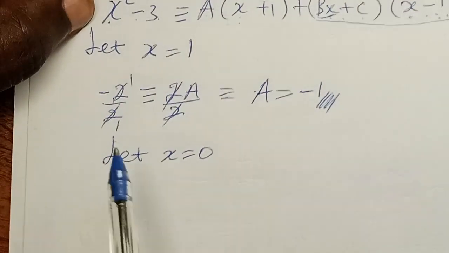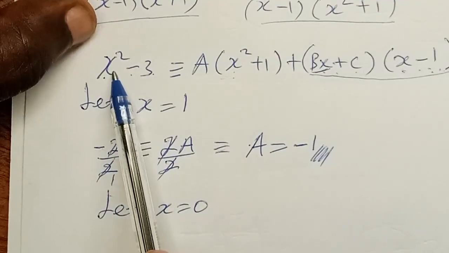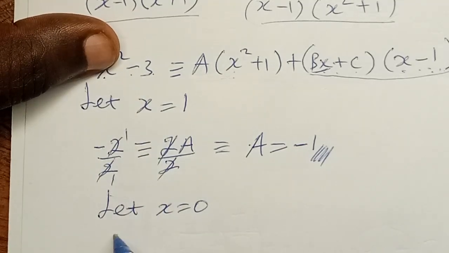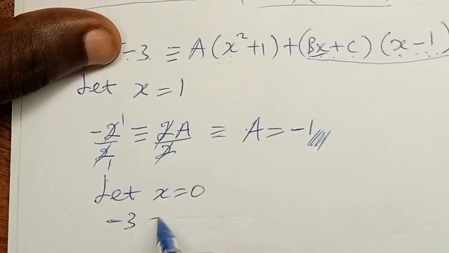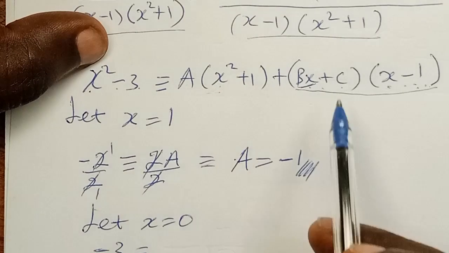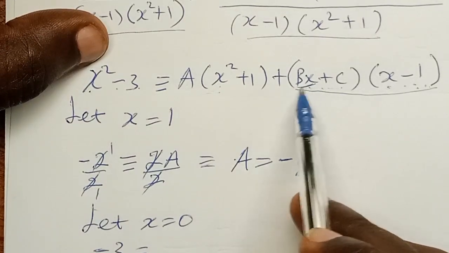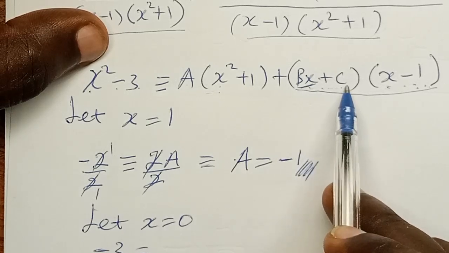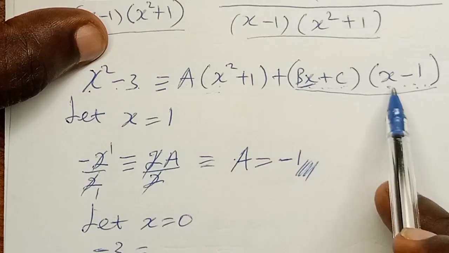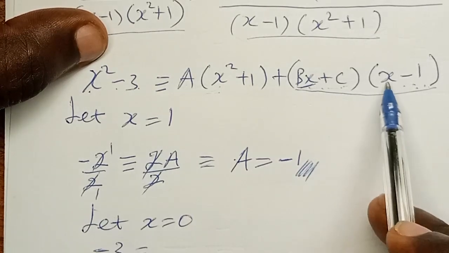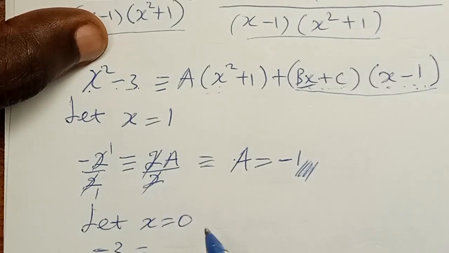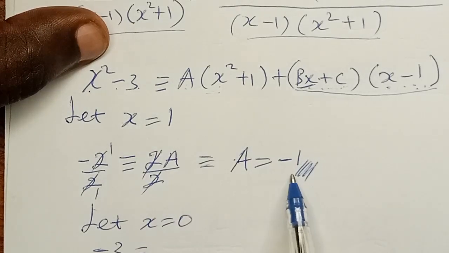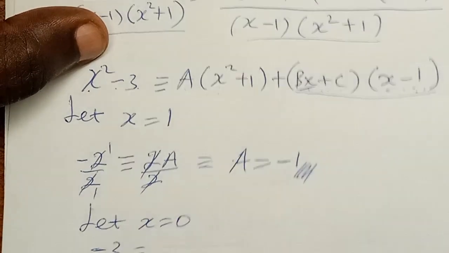So that if we come here on this expression, x squared, that is 0 squared, will give us 0. 0 minus 3, we are going to have minus 3 here. Will be the same as, if we have this, 0 times b is 0. So we just have c here. And if we put 0 here, 0 minus 1 is minus 1. So this is going to be the same like, we already have the value of a. And the value of a is minus 1. So we are going to say minus 1 here.